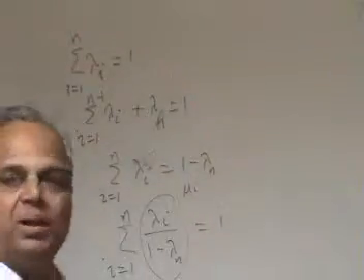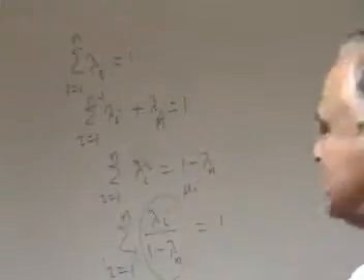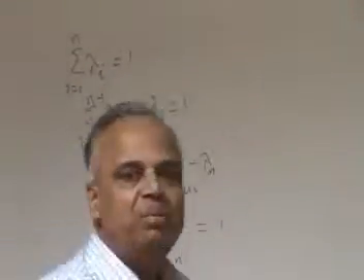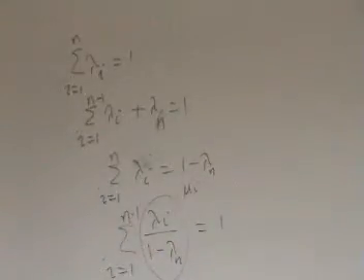And you may say, what if lambda n equals 1? Then there is no problem. All the others are 0. So without loss of generality, lambda n is not equal to 1.